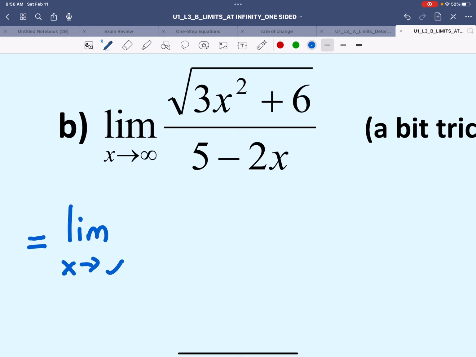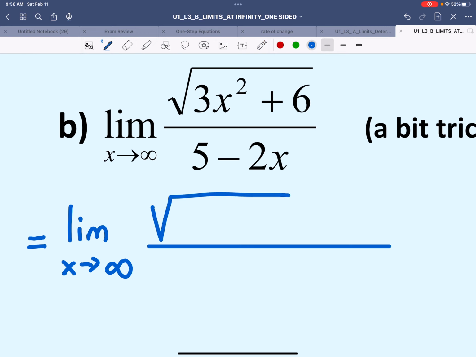So limit as x approaches infinity, fraction, okay? So if you look at the numerator, we have a square root, and when we have different problems to solve in an expression, we tackle them one at a time. So I'm not going to worry about the square root. I'm just going to go for my first step in here. I'm going to take out the highest power of x, which in this case is x squared.